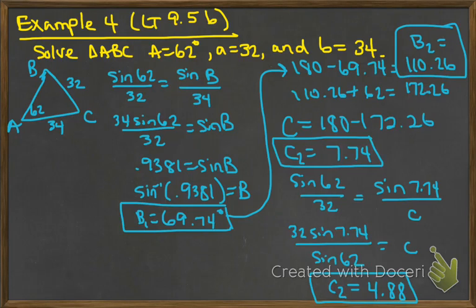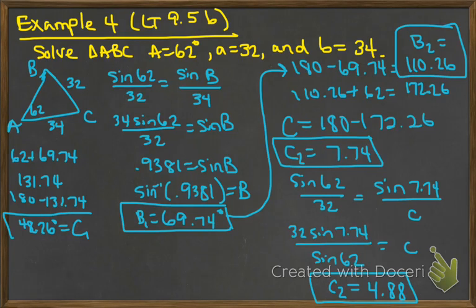So let's go back and finish the first. I just found out what B is. So I'm going to do something similar to what I did earlier, and I'm going to take what they gave us, so the 62, and add to it what we just found, the 69.74. So in this case, that gives me 131.74. So I subtract 180 minus that, and I get an answer of 48.26 degrees, and that equals our C value from the first triangle that we're finding.